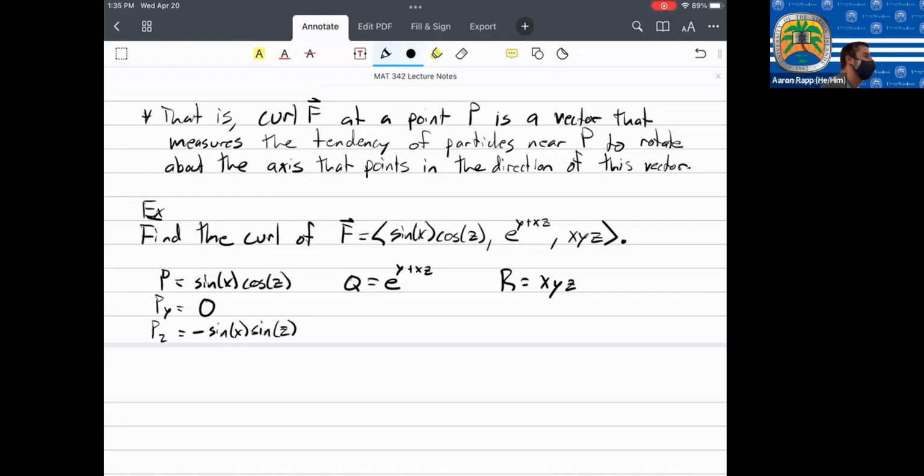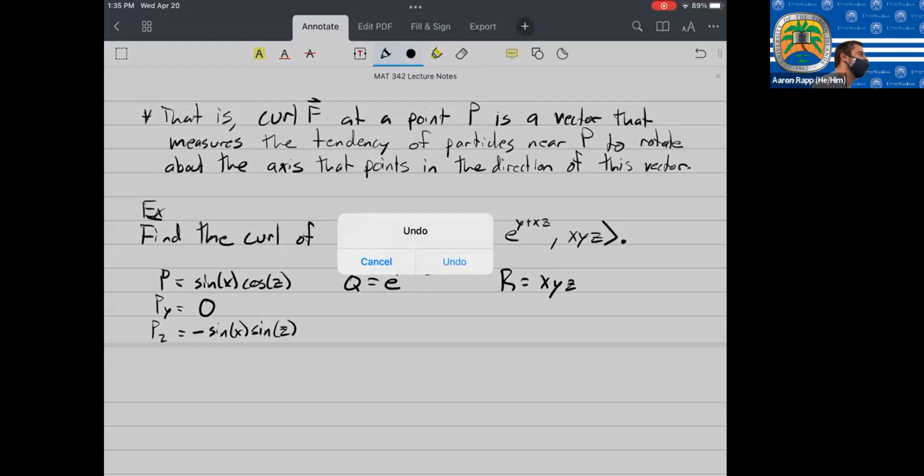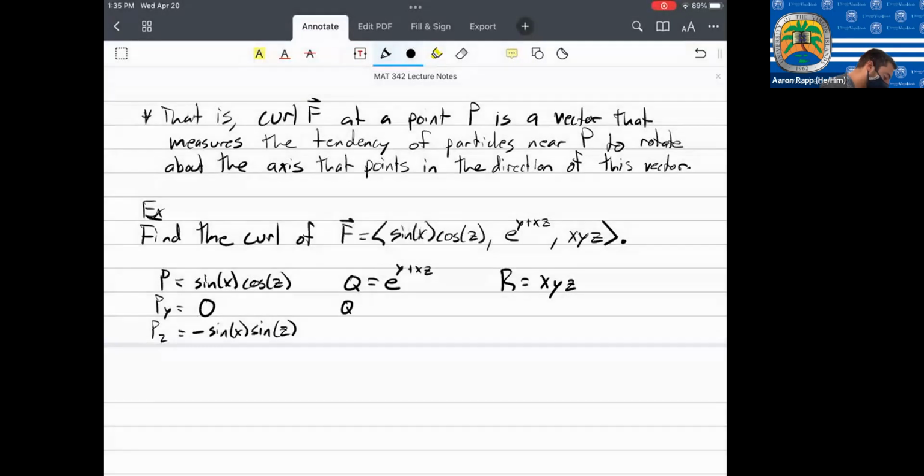So sine of x is a constant, right? Which really means I just take sine of x multiplied by the derivative of cosine of z. And the derivative of cosine of z is negative sine of z, which sounds like multiple people are essentially getting there. Those are the two partials I'm going to need for my x component. For my y component, q, what two partials am I going to have to calculate? x and z.